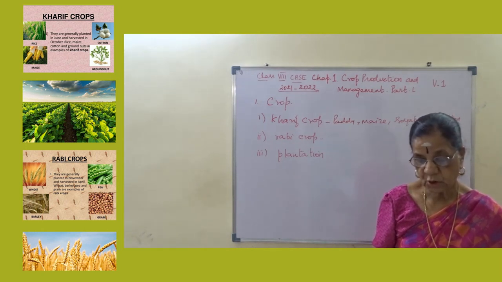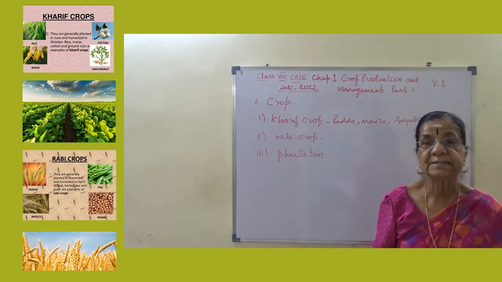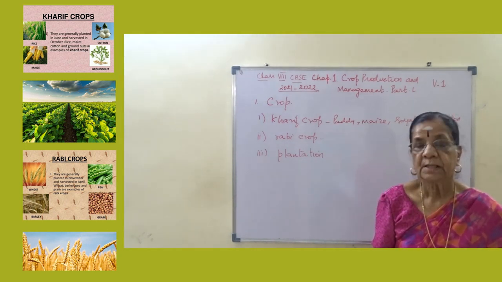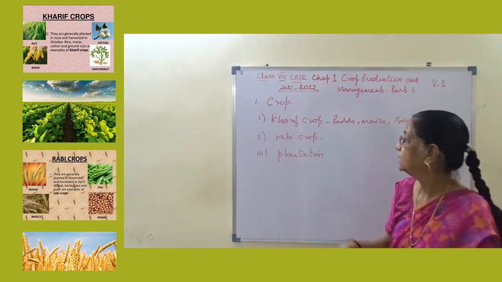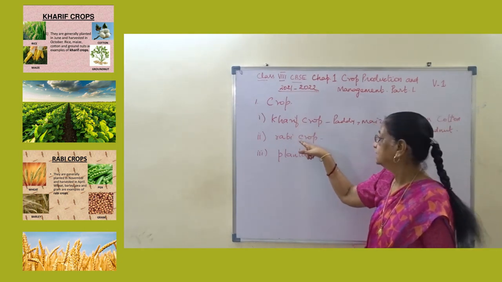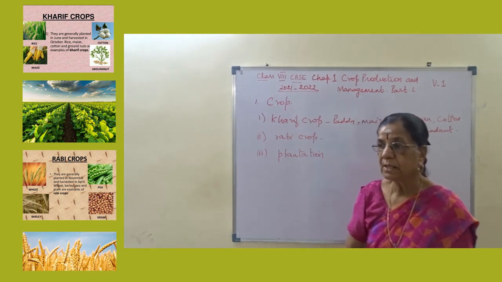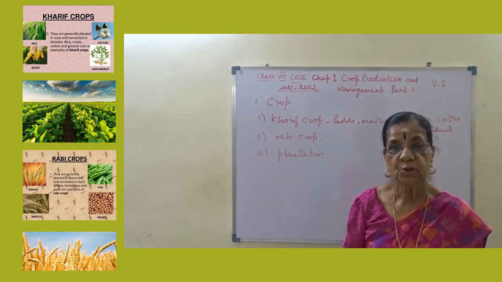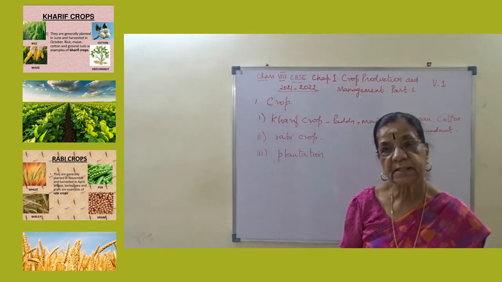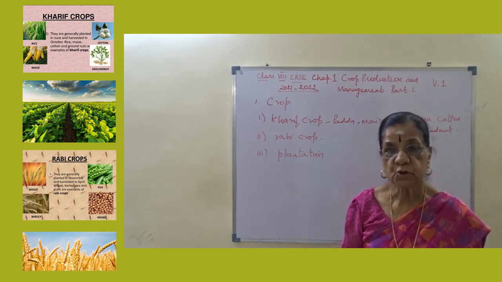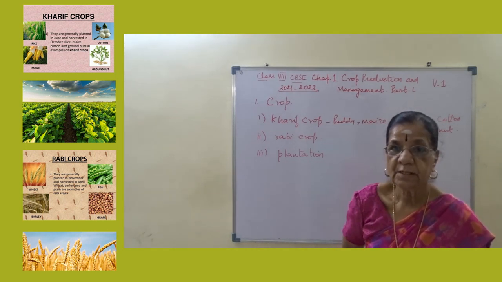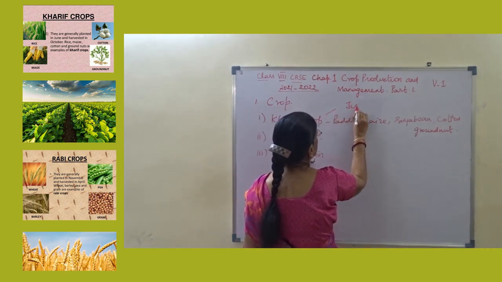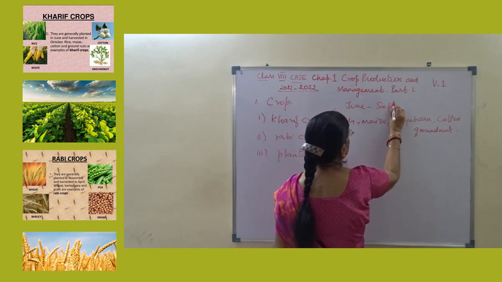Rabi crops are crops grown in the winter season. This one is the rainy season, and this is the winter season. So crops grown during the winter season are called rabi crops. What is the time period? It is October to March. I hope you understand. Kharif is June to September.